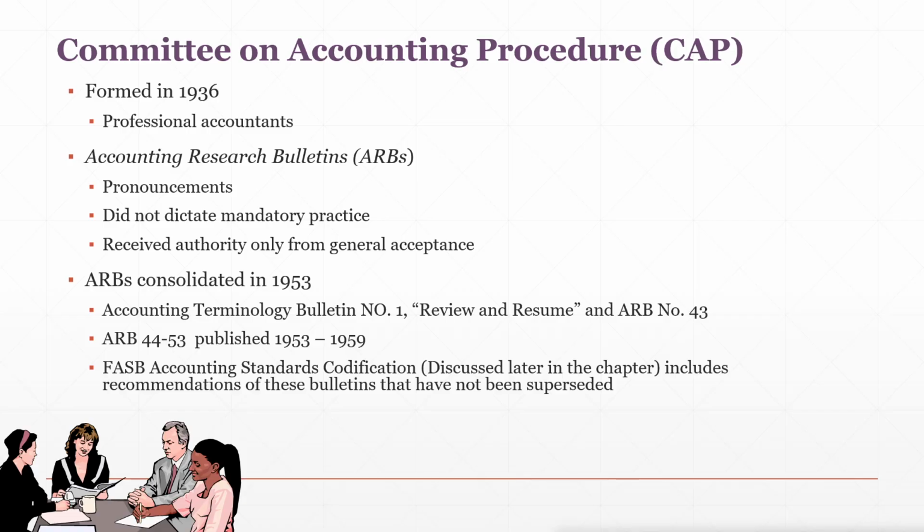ARBs were consolidated in 1953. So we have Accounting Terminology Bulletin Number 1, Review and Resume, and ARB 43, as well as ARBs 44 through 55, published in 1953 through 59. The FASB Accounting Standards Codification, discussed in later chapters, includes recommendations of these bulletins that have not been superseded.